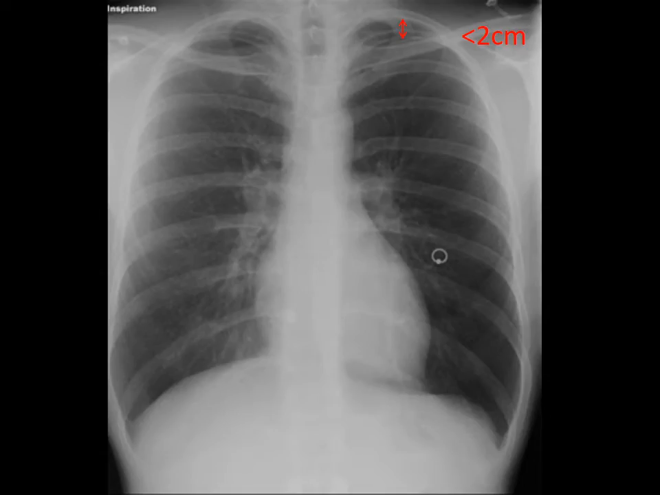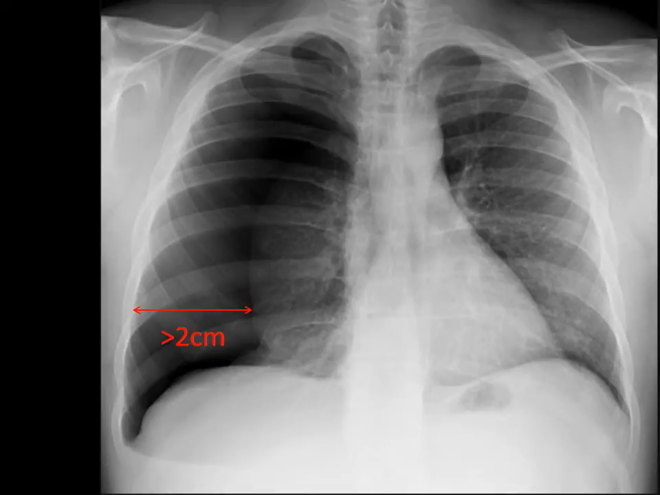A pneumothorax is considered small if the distance between the visceral pleura and the chest wall is less than 2 centimetres. These are usually observed. When the distance between the pleura and the internal chest wall is greater than 2 centimetres, this is considered large. These patients can be safely treated with aspiration.